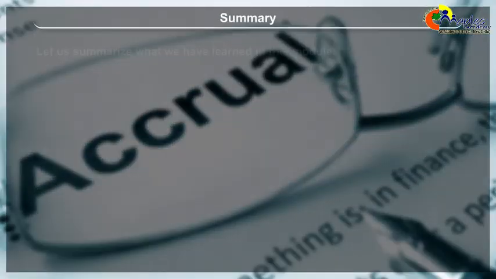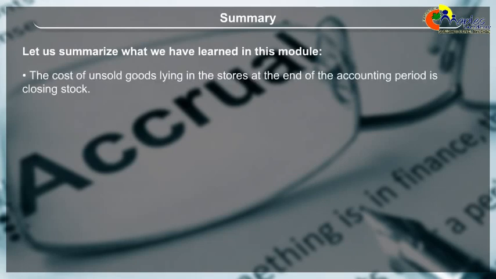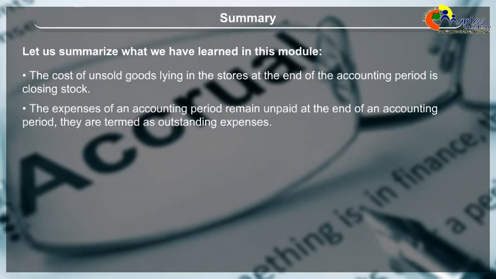Summary. Let us summarize what we have learnt in this module. The cost of unsold goods lying in the stores at the end of the accounting period is closing stock. The expenses of an accounting period that remain unpaid at the end of the accounting period are termed outstanding expenses.